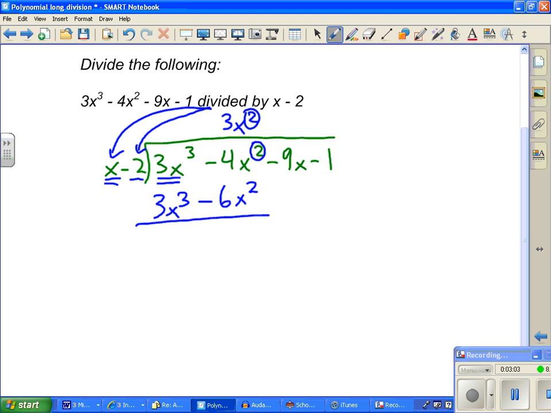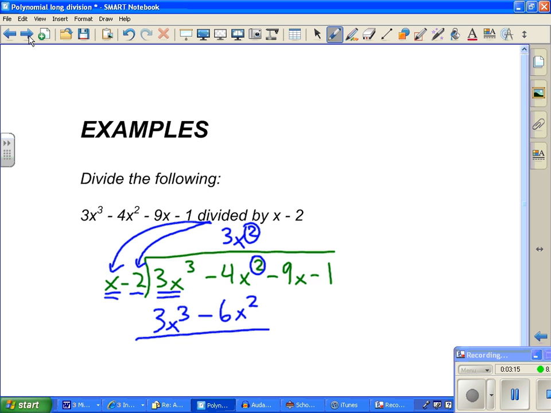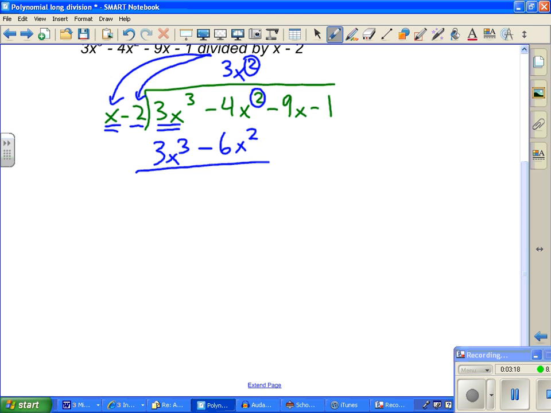Now here's the part where you've got to be careful, just like back here. 3 times 9 is positive 27, but I subtract, so I change the sign. So I have to go through and change all my signs of these. Because what's going to happen now? Well, 3x cubed minus 3x cubed is 0. Now I add up my squared terms, and I get positive 2x squared, and now I bring down the next term, just like I would with division, 9x. And now we start over.